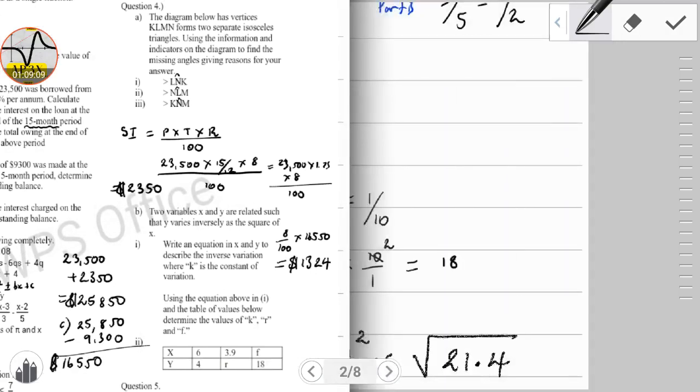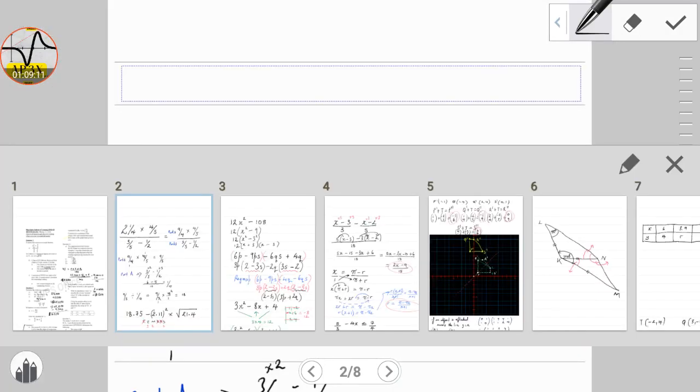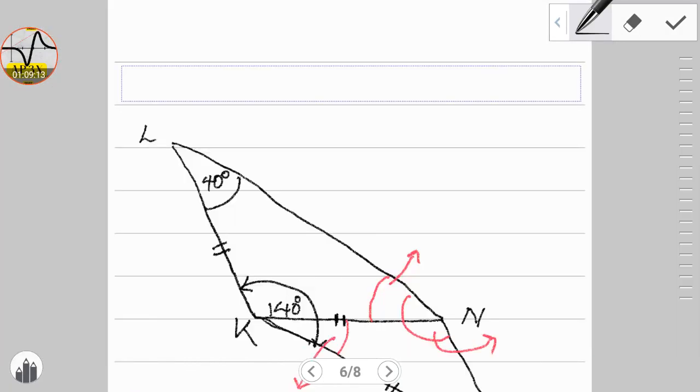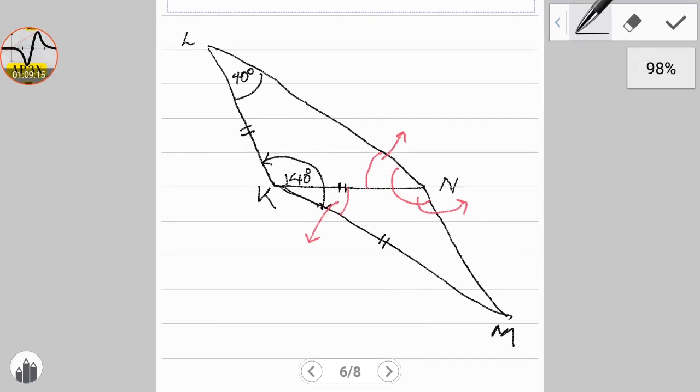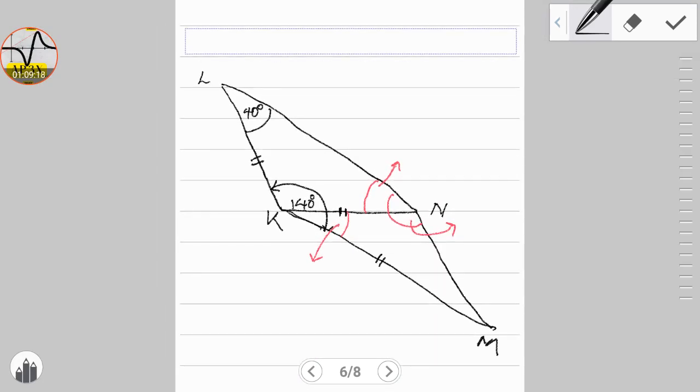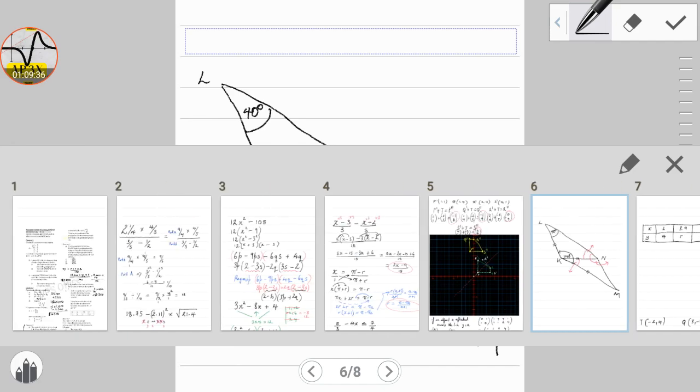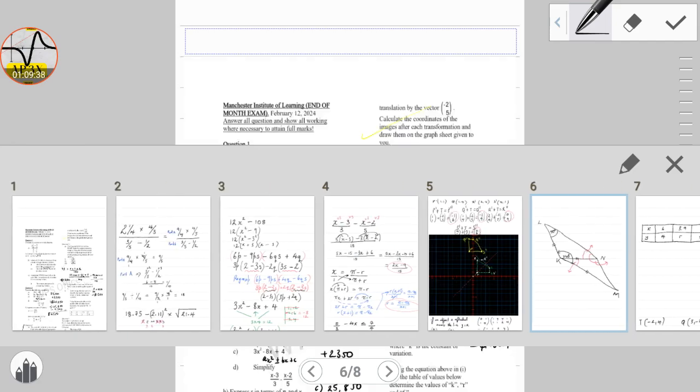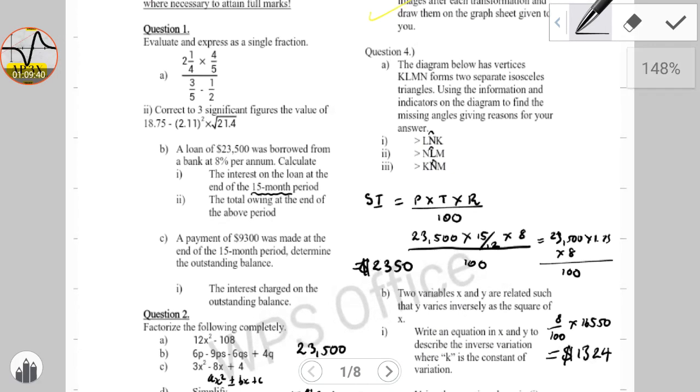Let's pull up our page that contains this diagram here. This is our diagram that we're asked. So it's K, L, M, N. All right. So that's our diagram here. This is vertices L, vertices K, vertices N, and vertices M. All right. And then we're asked to find, firstly, say here, angle LNK.